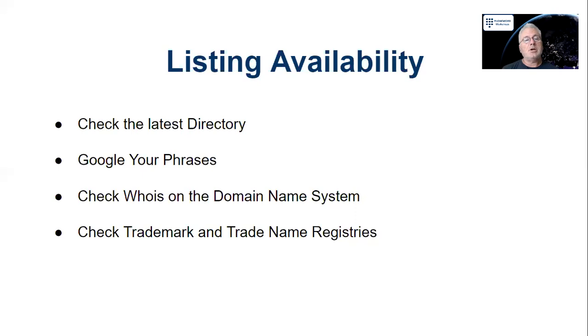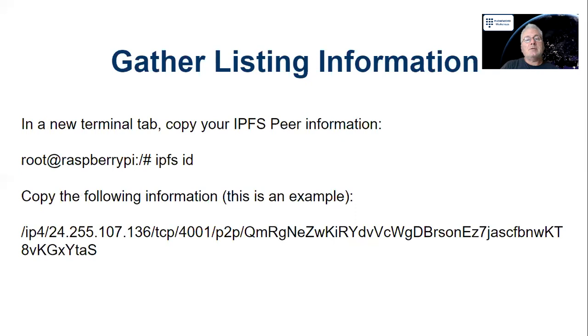But the other thing is to check the whois listings on the domain name system, and you can do that by going to a domain name system registrar like GoDaddy or Network Solutions. These are not recommendations; they're only examples. And find the whois, and then put in that particular phrase. See what comes up. You can also check trademark and trade name registries, like at your state level and the federal level in the United States. So that's the first thing. See who else is using this type of phrase and so forth.